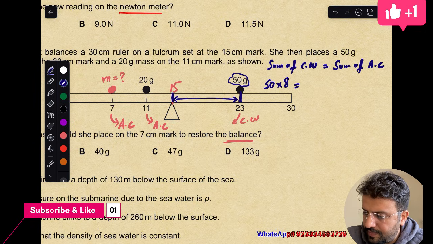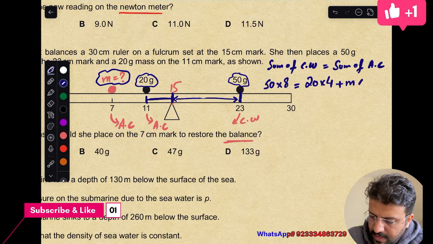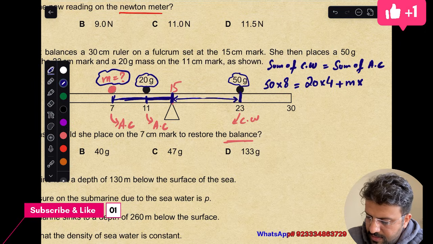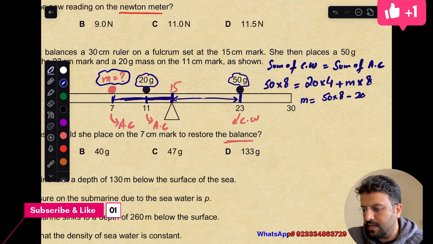So that is 15 to 8. Then clockwise, I'm going to consider this thing 20. So 20 into the distance, this is 11 and this is 15, so this distance is 4, plus I'm going to consider the thing that we have to find, mass m, multiplied by distance. This is 7 and this is 15, so from 7 till 15 is 8. So to find m will be equal to 50 into 8 minus 20 into 4, divided by 8.